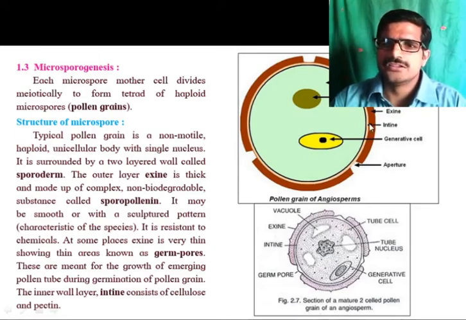Inner intine is smooth in nature; its chemical composition is cellulose and pectin. Inner to the intine, the cell cytoplasm is present, and a centrally placed nucleus is present. The haploid nucleus is present in the center. So this is the structure of a typical pollen grain, also called a microspore.